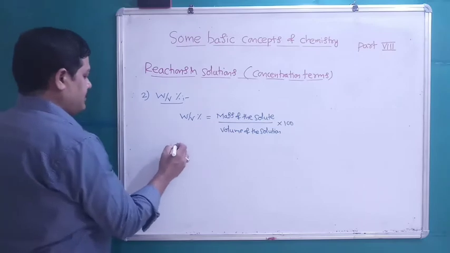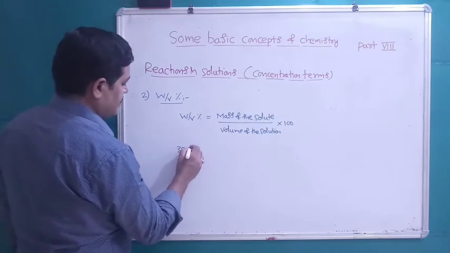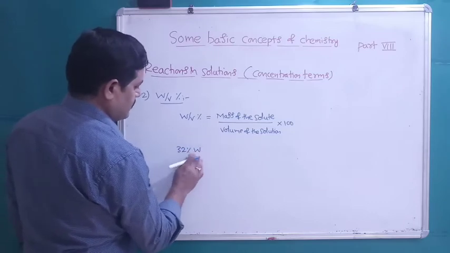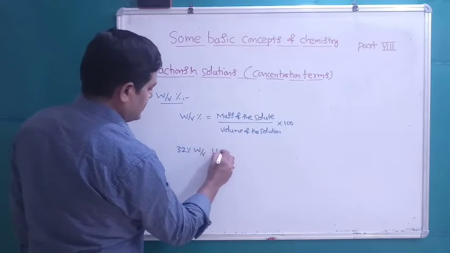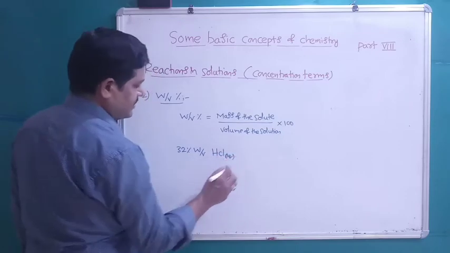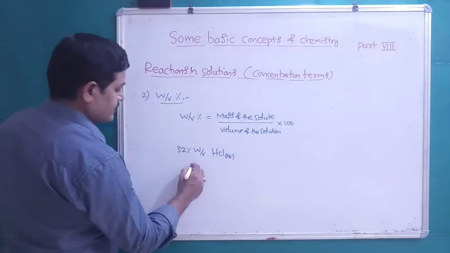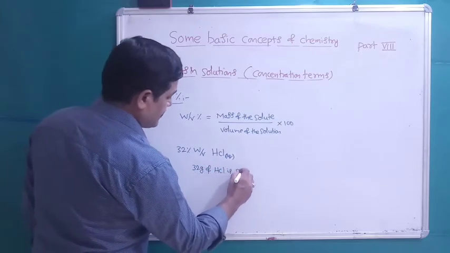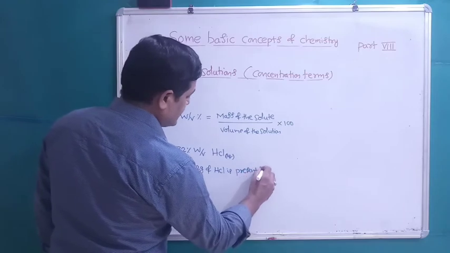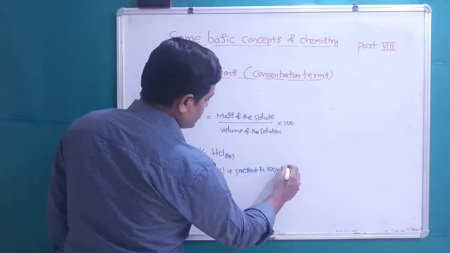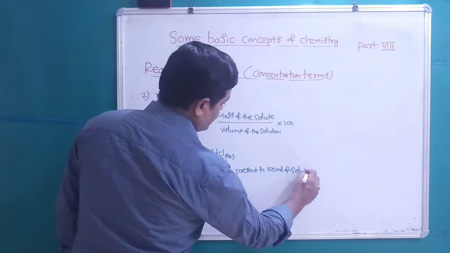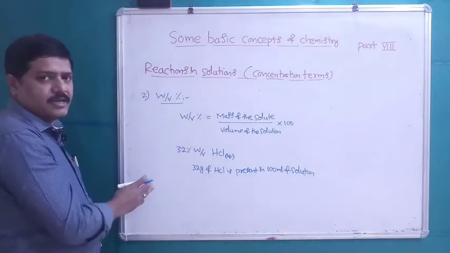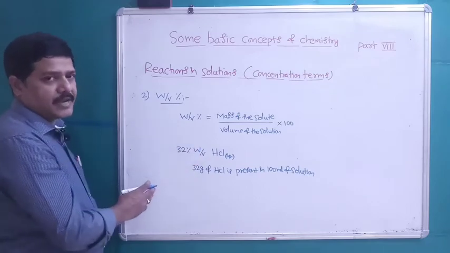For example, if 32% weight by volume HCl aqueous solution is given, what it means is 32 grams of HCl is present in 100 ml of solution. So here the weight by volume percentage will depend on the temperature, right?